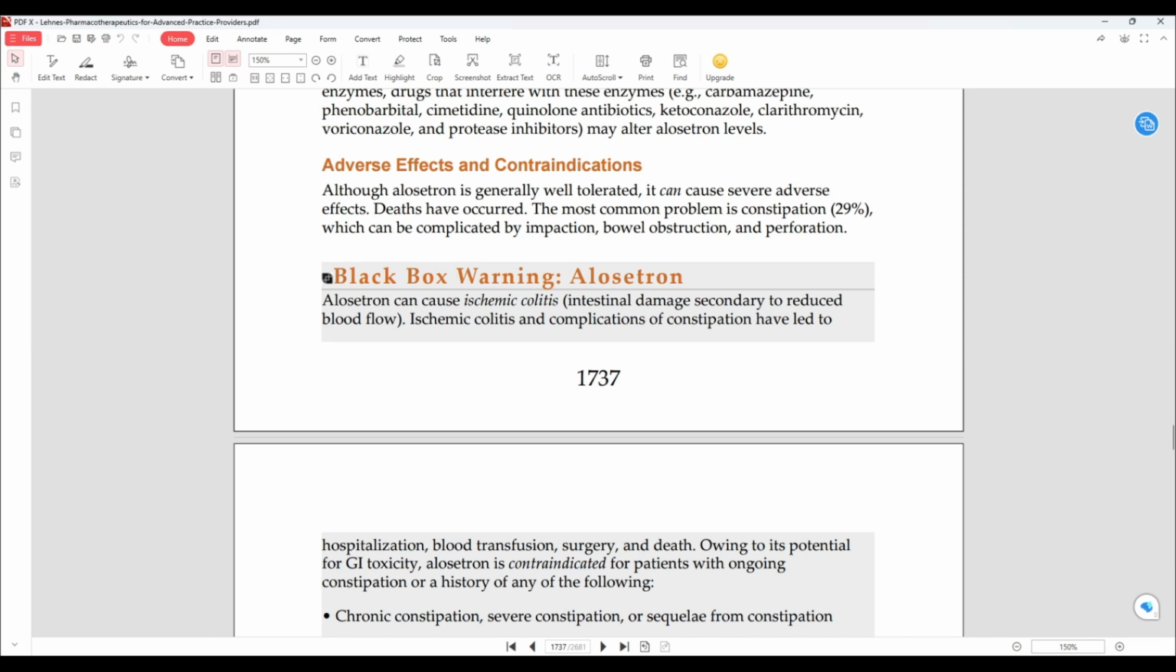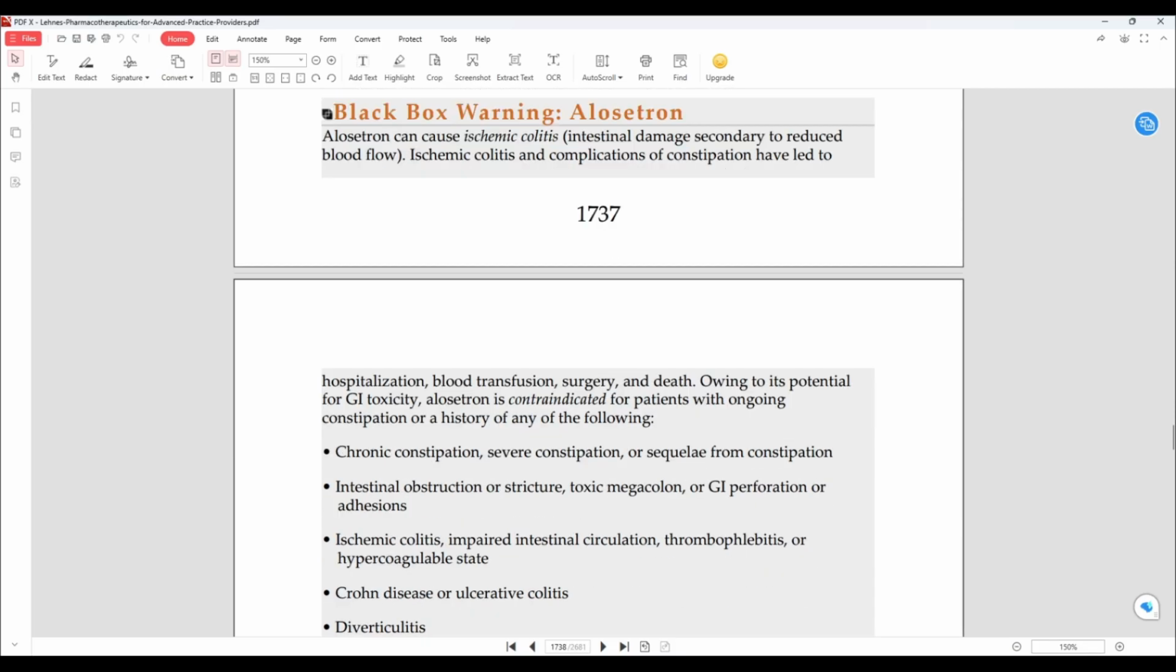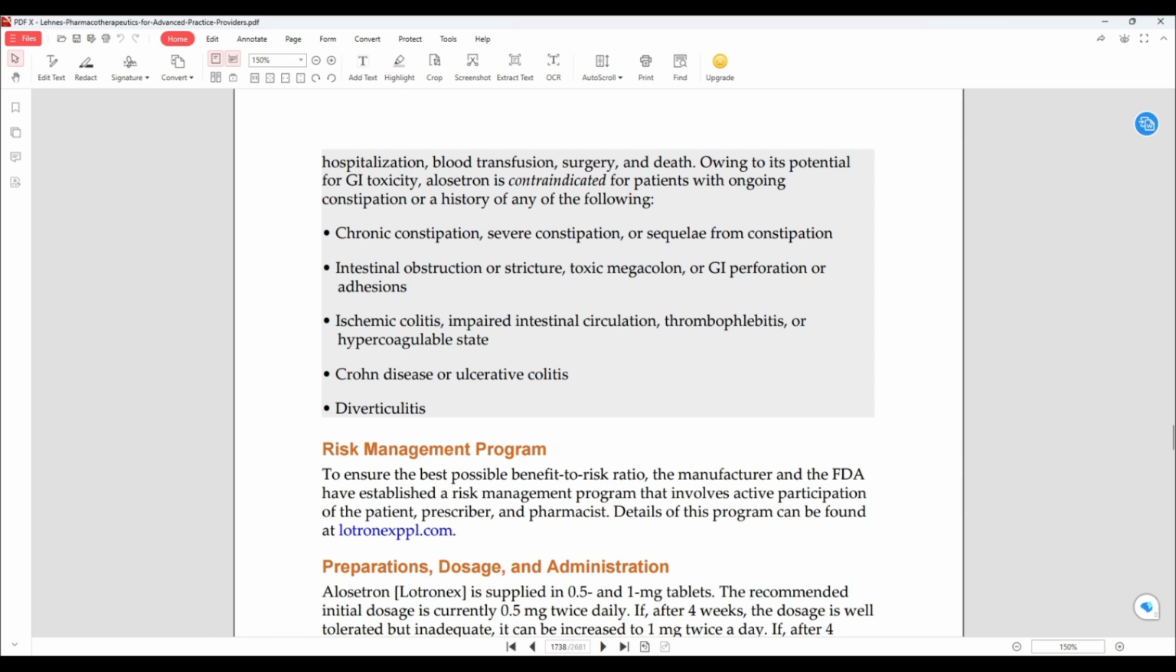Although elazotran is generally well tolerated, it can cause severe adverse effects. Deaths have occurred. The most common problem, however, is constipation, which can be complicated by impaction, bowel obstruction, and even perforation. Which brings us to its black box warning. Elazotran can cause ischemic colitis. Ischemic colitis and complications of constipation have led to hospitalizations, blood transfusions, surgery, and death.